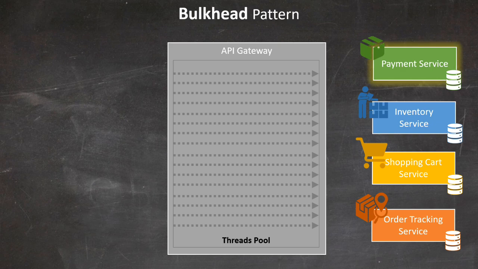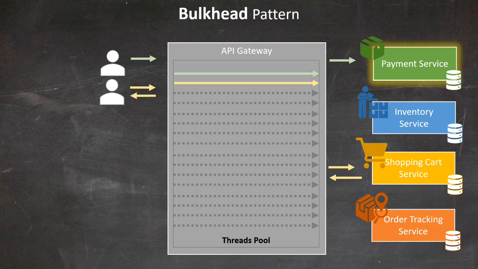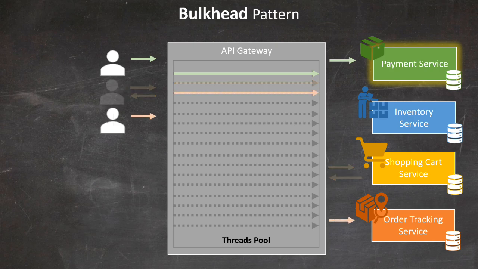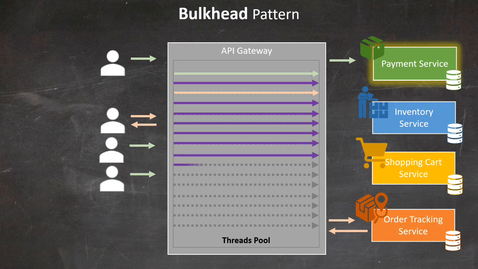Now, let's consider a scenario where our payment service is experiencing issues and running very slowly. A user sends a payment request, which gets processed normally. Another user's shopping cart request is also handled without issues. An order tracking request comes in and is processed as expected. However, when another payment request comes in, it gets stuck waiting for a response from the slow product service. The same happens with yet another payment request.